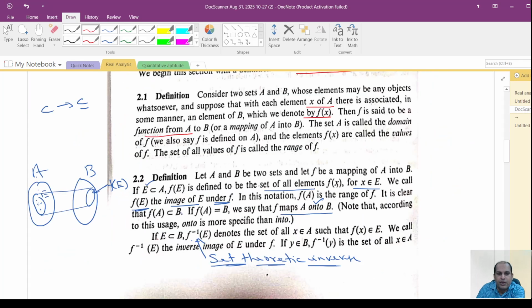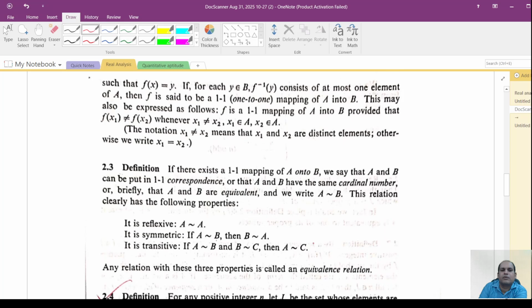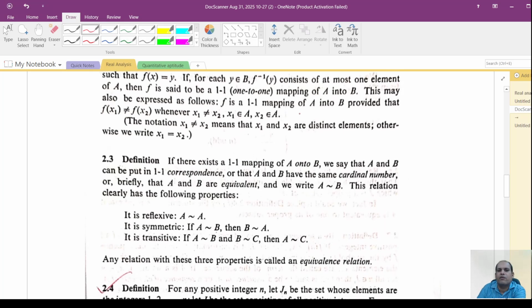Look here, it is written: if E is a subset of B, then f inverse E denotes the set of all x belonging to A. f inverse of E is the collection of all those x belonging to A where the image lies in this set E, for which we are talking about the existence of set theoretic inverse. So, f of x belongs to E. This is the notation for f inverse E, that is, the inverse image of a set under f. And again here we have the definition of 1-1 map and all that, which I have already discussed.